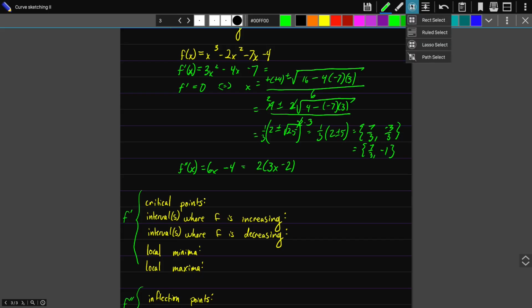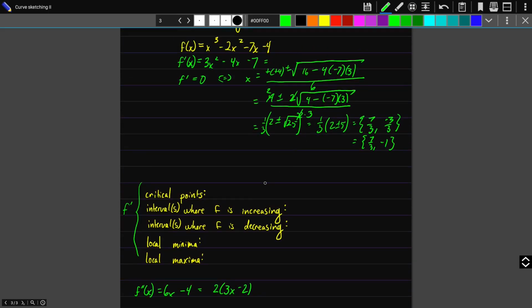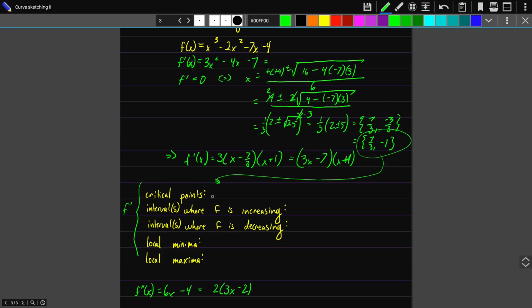So therefore, our factored form of our first derivative is f prime of x equals 3 times x minus 7 over 3 times x plus 1, which is equivalent to saying that f prime is equal to 3x minus 7 times x plus 1. So anyway, that's the factored form of our derivative, and therefore our critical points are these. So our critical points are minus 1 and 7 over 3.